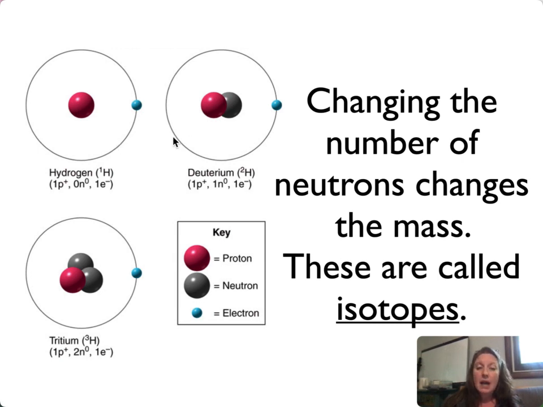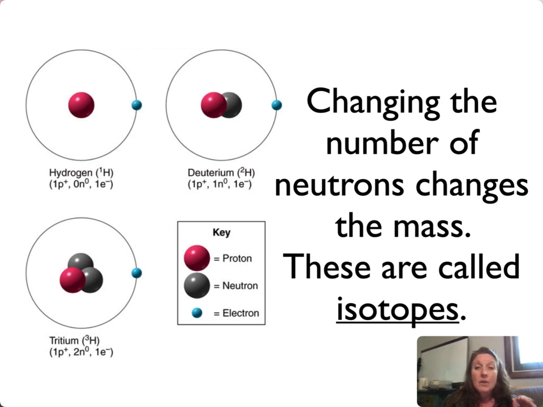However, sometimes hydrogen exists with an atomic mass of 2, which means that it has a proton and a neutron. This is referred to as an isotope of hydrogen. Still have one electron because it has to be neutral. So all we're doing here is changing the mass. Now, hydrogen also has a third isotope, which has 2 neutrons in addition to the proton, which means that its atomic mass is 3. So these are 3 isotopes of hydrogen.